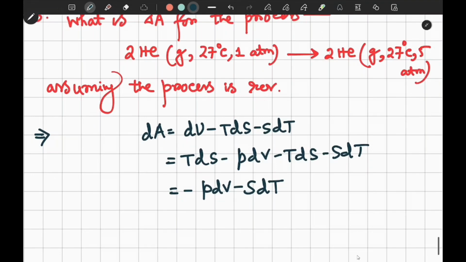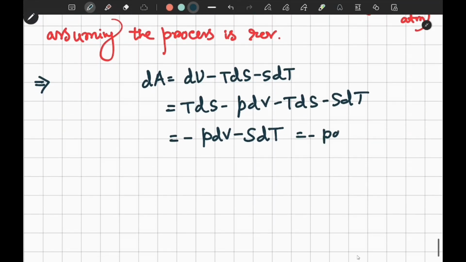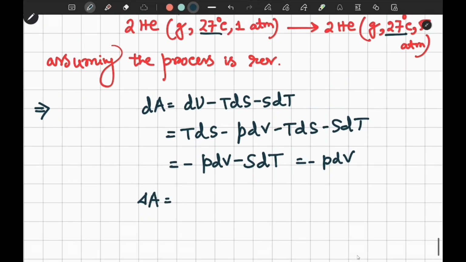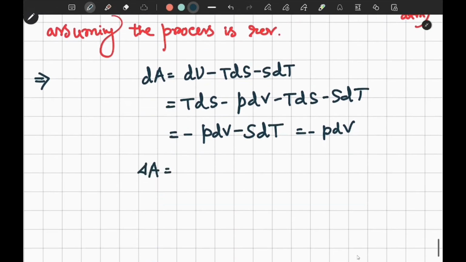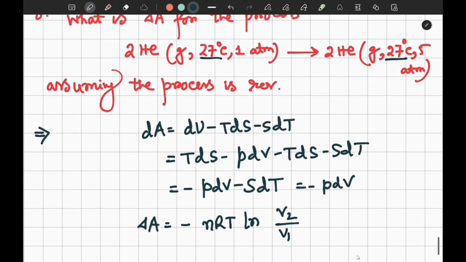And here temperature is fixed, you see. So it will be minus PdV. So delta A will be, you have to consider the ideal gas anyway. So it will be minus nRT ln V2 by V1. Okay, that's the answer. And now we have to find out what V2 and V1 are.